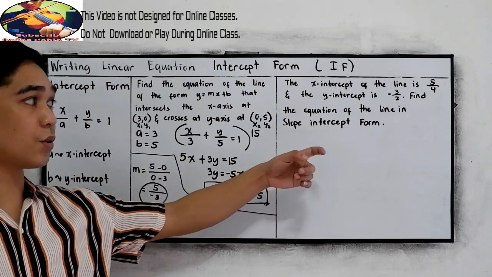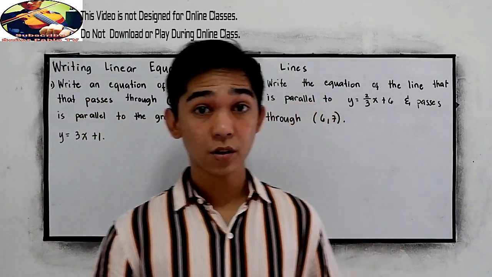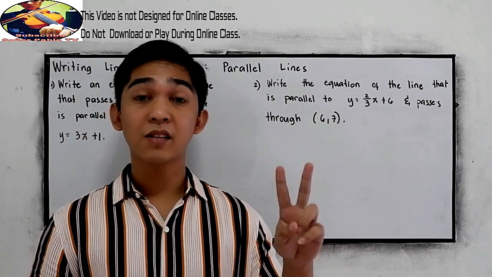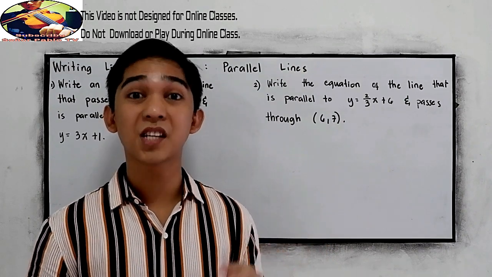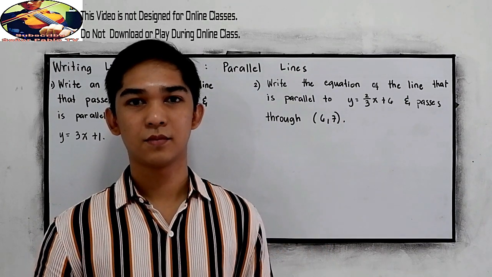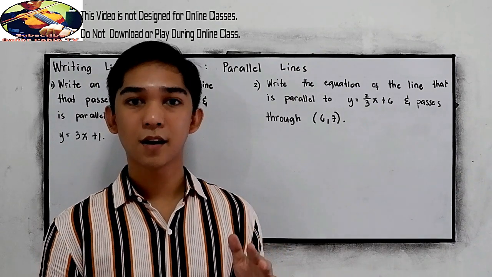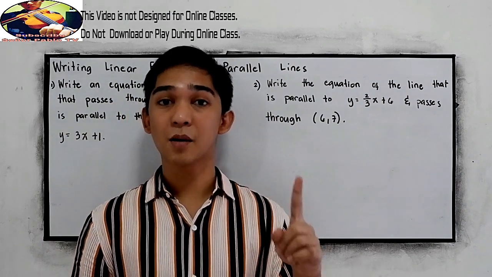Now, let's try number 2 example. Writing linear equation, parallel lines. If 2 lines are parallel, therefore they have the same slope. The 2 lines are parallel, their slopes are the same. Let's have this example number 1.